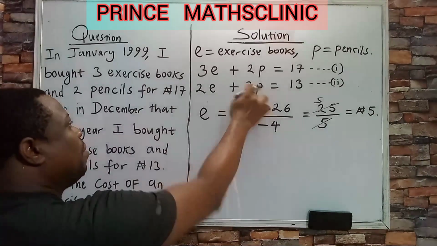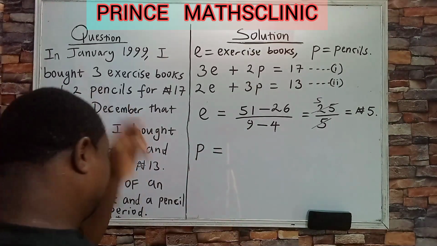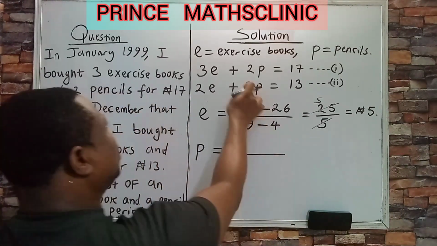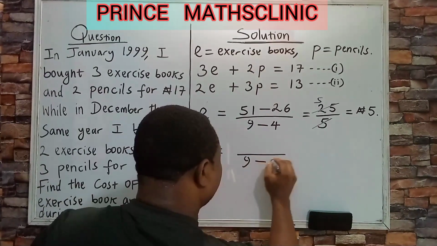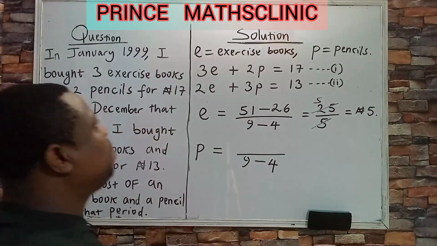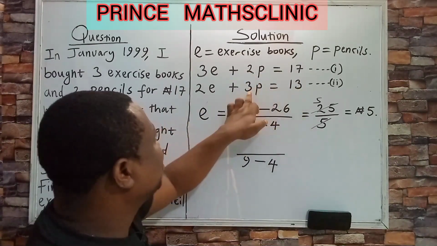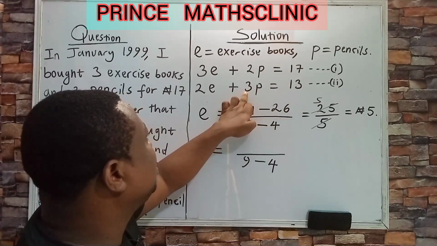Then for the pencils P, I'm going to do the same thing. Now, there's no doubt that the denominator is the same because 3 times 3 will give us 9. 2 times 2 will give us 4. Then you put a minus. Then for the pencils now, I'm going to replace this with this and this with this 3. The 17 replaces the 2. The 13 replaces the 3.